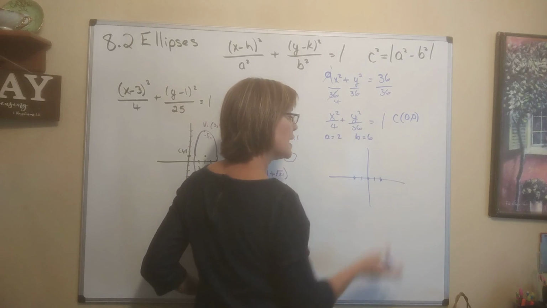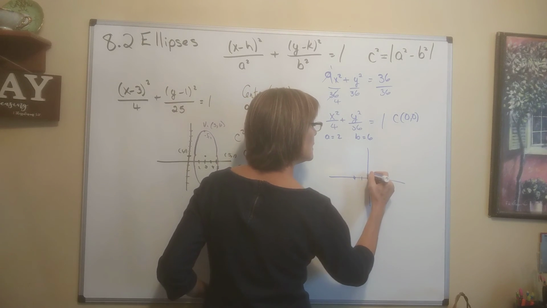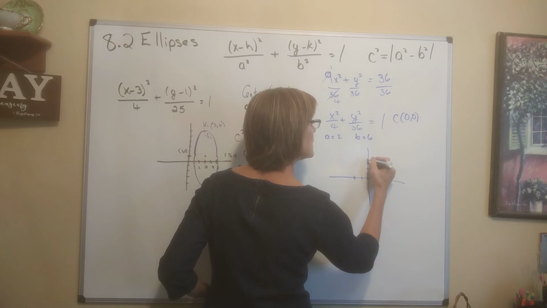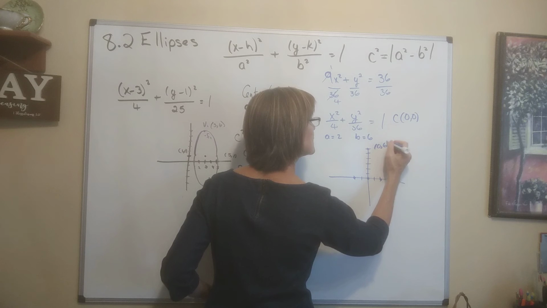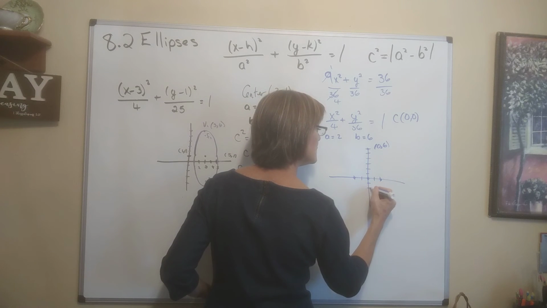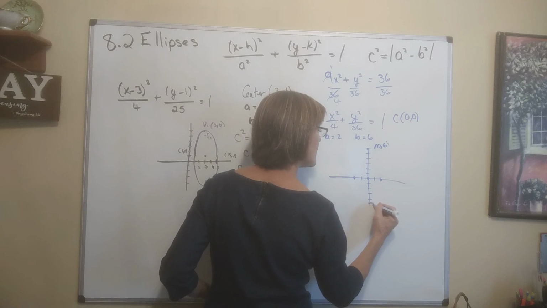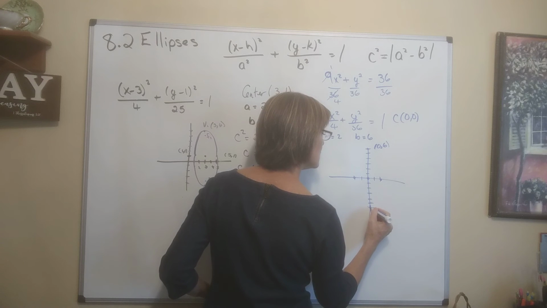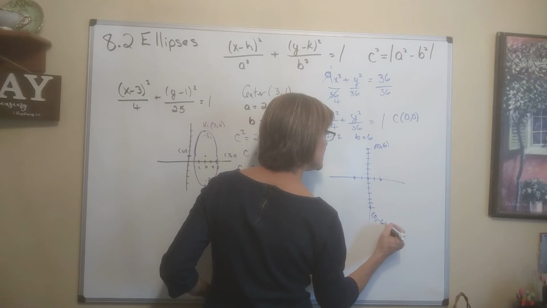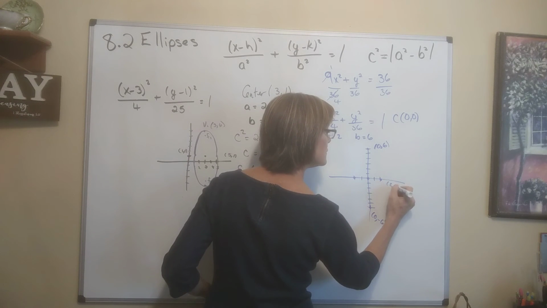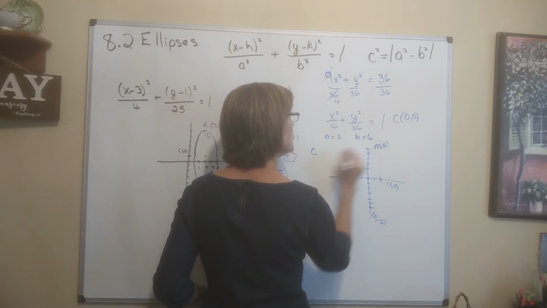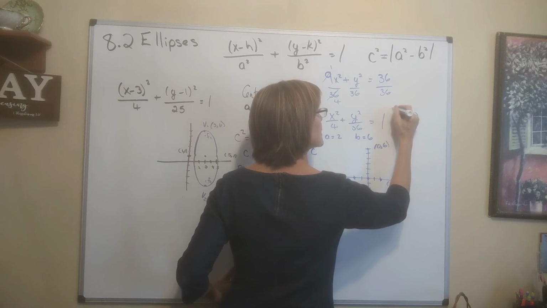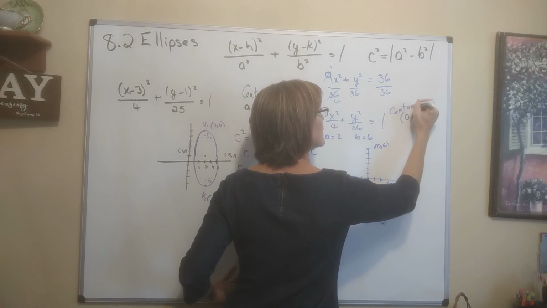We're going to go up and down 6 from the center: 1, 2, 3, 4, 5, 6. That's (0, 6). Down 1, 2, 3, 4, 5, 6: (0, negative 6). This is the point (2, 0). This is (negative 2, 0). And this is the center. I'm going to call this the center because we also have the value C, so I don't want it to be confused.